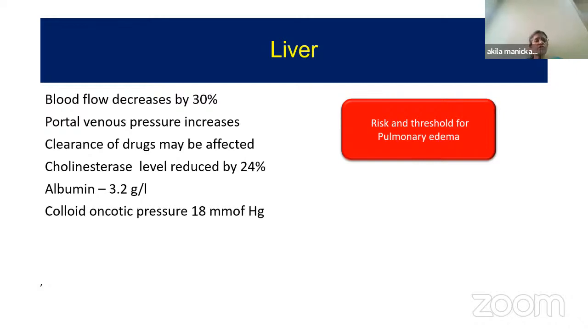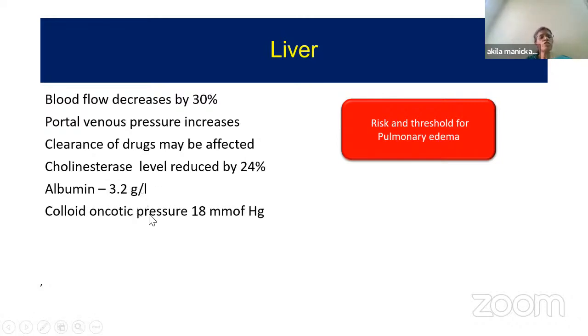And when we look into the liver blood flow, apart from all the other organs, blood flow to the liver is decreased by 30%. But your portal venous pressure predominantly increases, which ultimately is the reason for spider nevi and telangiectasia, which you observe in some of these pregnant women. And important to us is your cholinesterase level and your albumin. So albumin levels decrease by around 25 to 30%, and it is around 3.2 grams per liter.